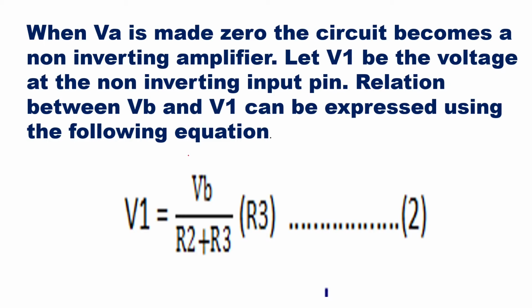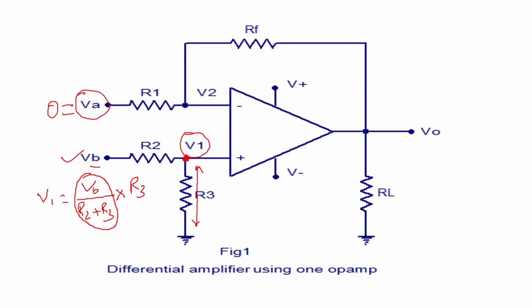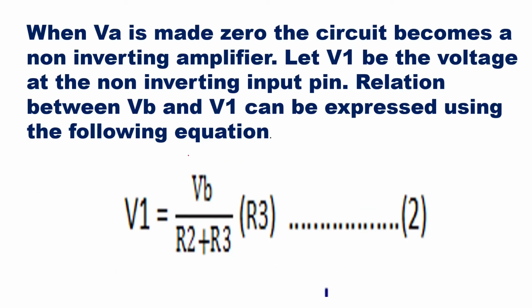So this is what we have seen now: VB upon R2 plus R3 into R3. This is what we have seen here, that V1 was equal to VB, the one input which is given, upon R2 plus R3, which will give you the current, multiplied into R3 will give you the voltage V1. Okay, this is what we have derived as equation number 2.